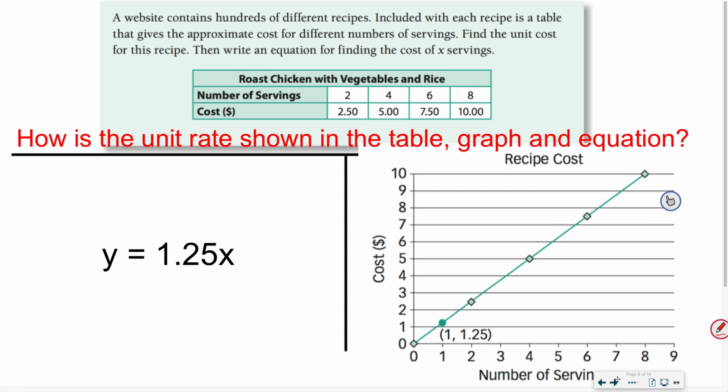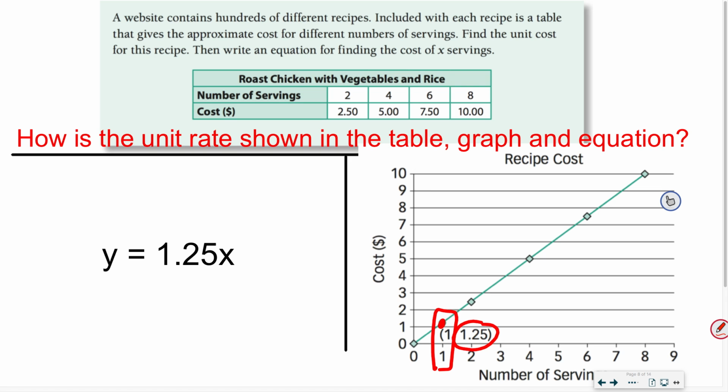So let's narrow down the unit rate. We already know it. We talked about it already. But let's recap for the graph. Where do I look in a graph to find my unit rate? Okay, I'm looking for 1. Where? Right there. Okay, where is that? If I'm trying to find 1 serving, right on the x-axis, where my number of servings is 1, so I can find it. There's my unit rate of 1.25.